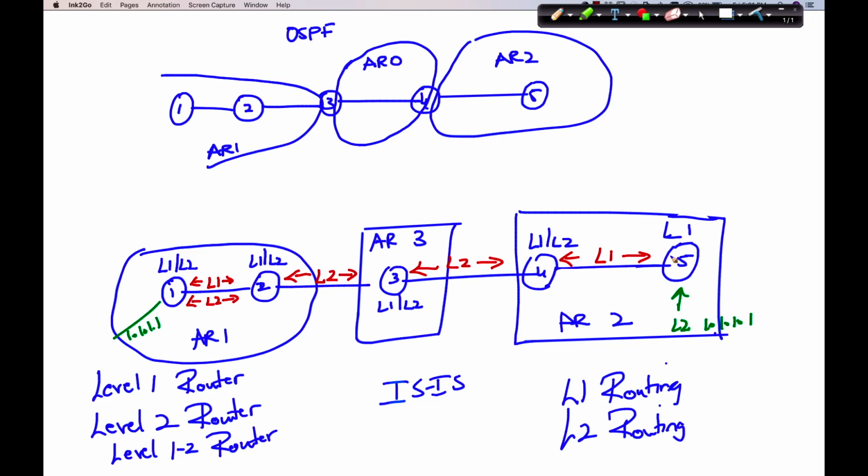So in that case, R4 would set the attach bit and tell R5 that, hey, I cannot give you the route, but here's the attach bit. So R5 creates a default route towards R4, and now he can still reach 1.1.1.1. So this is how ISIS works. And let's go back to our slides and look at the functionalities of ISIS.